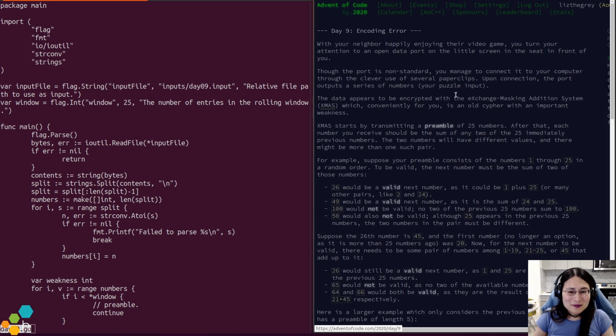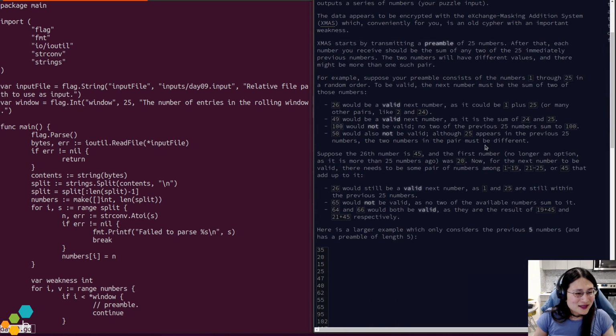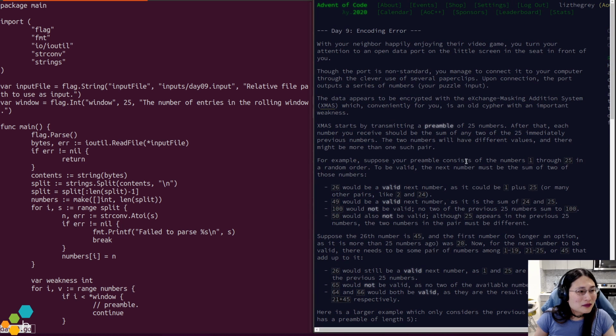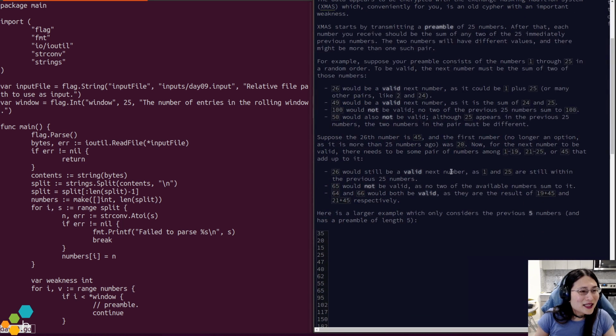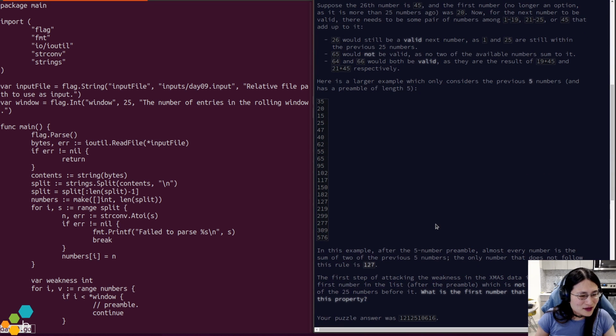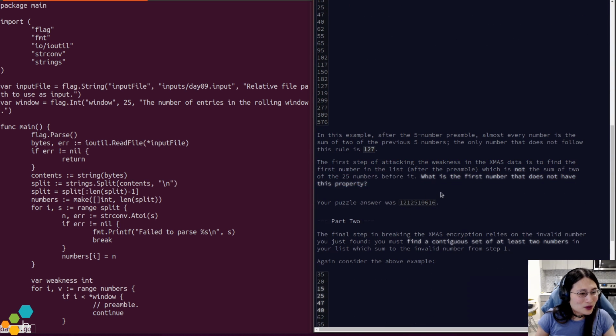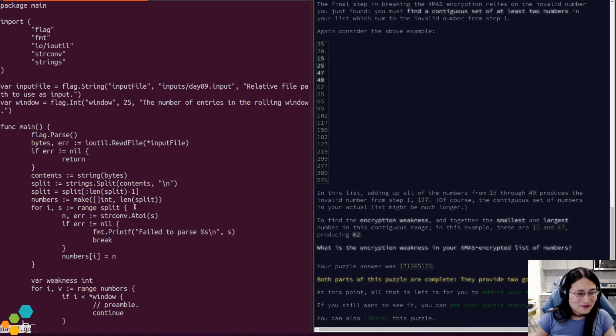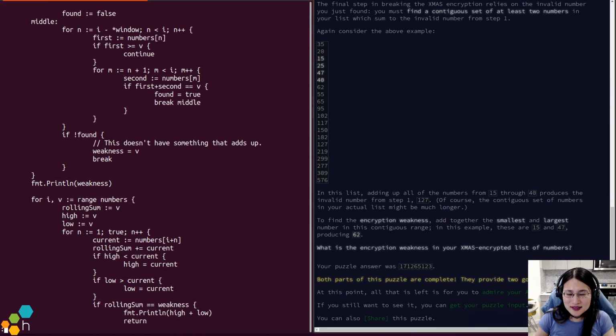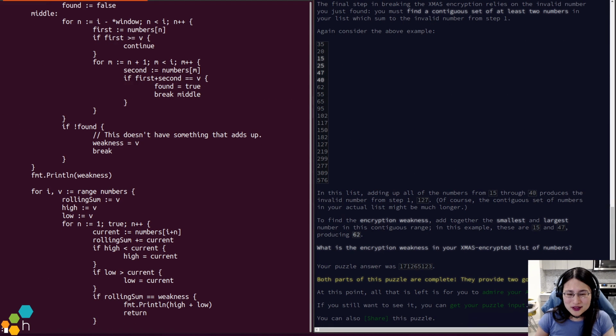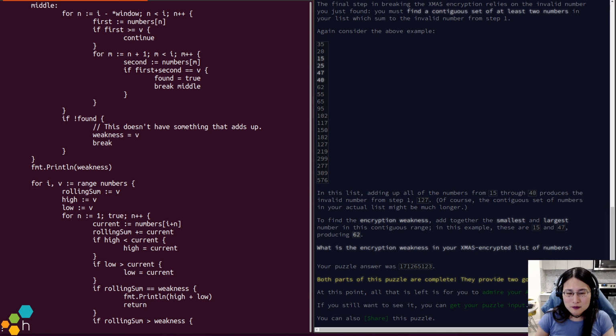Day number 9 had this idea of adding up numbers in order to check to see which numbers might be kind of Fibonacci-like. So again, this is pretty straightforward in that you just keep a rolling sum.